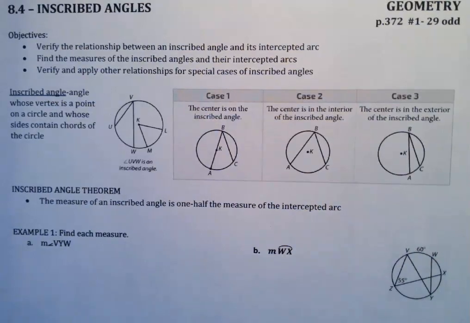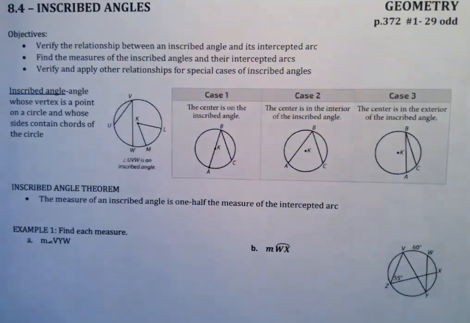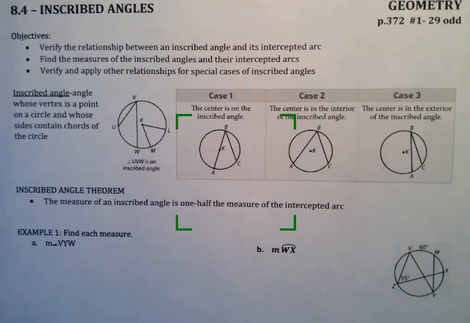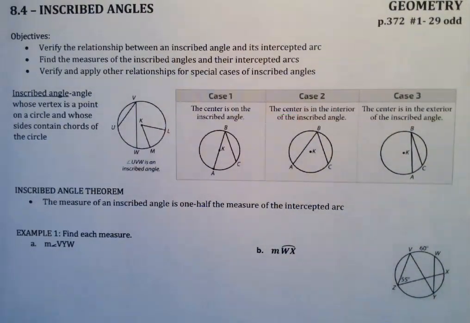All right, so for 8.4, inscribed angles. We've got some cool stuff for inscribed angles today. We're going to verify the relationship between an inscribed angle and its intercepted arc. We're going to find the measures of inscribed angles and their intercepted arcs, and we're going to verify and apply some other relationships for special cases of inscribed angles.